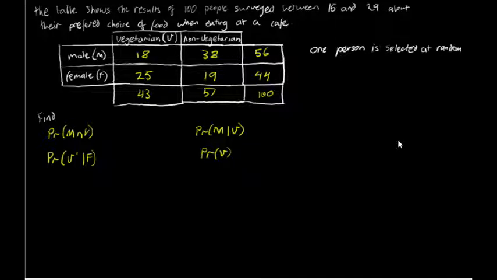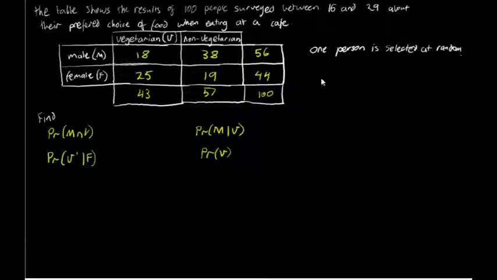Hi everyone. Today we're going to have a look at conditional probability, and to start with we're looking at example 5. We've got a table showing the results of 100 people who were surveyed between ages 16 and 29 about their preferred choice when eating at a cafe. The table looks at males and females against vegetarian meals and non-vegetarians.